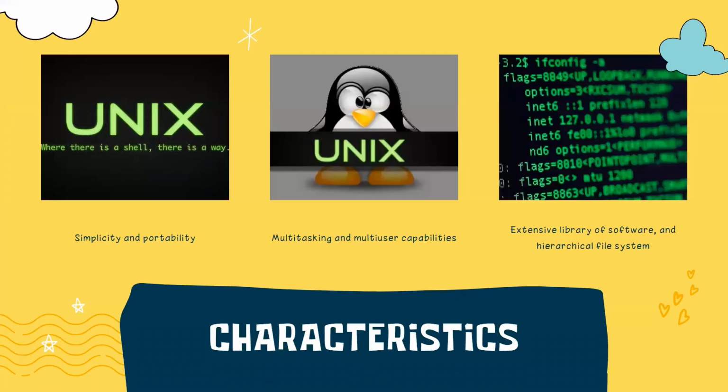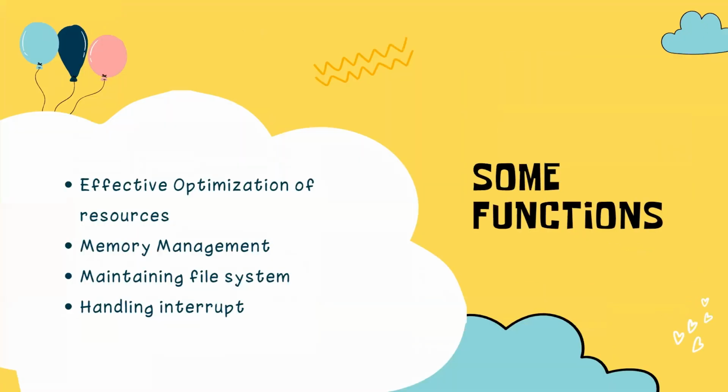The main features of Unix are its simplicity, portability, that is the ability to run on many different systems, multitasking and multi-user capabilities, an extensive library of software, and a hierarchical file system. Next, please. Now we have some functions of Unix. The functions of Unix operating systems are effective optimization of resources, memory management, maintaining file systems, and handling interruptions.